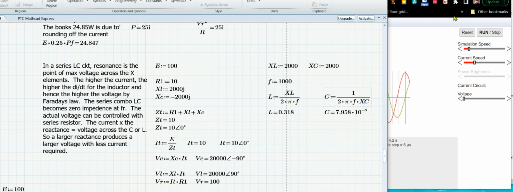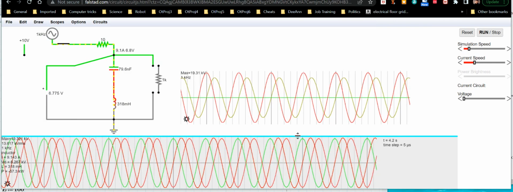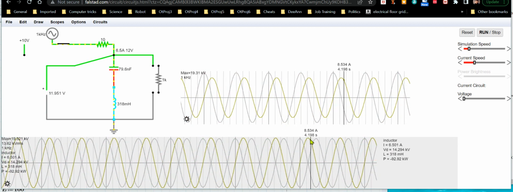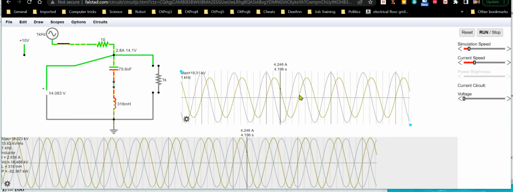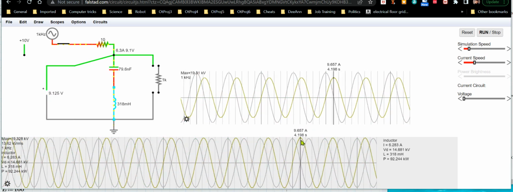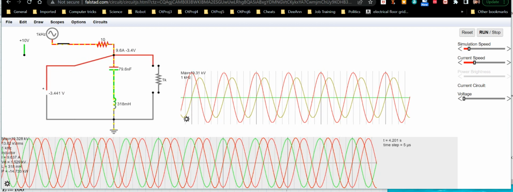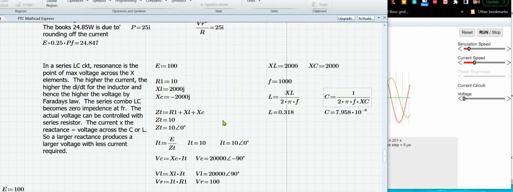And you can see the result of that here. We got damn near 20 kilovolts, 19.31 kilovolts. And you can see the current is about 10 amps, which is what my calculation showed here, 10 amps.